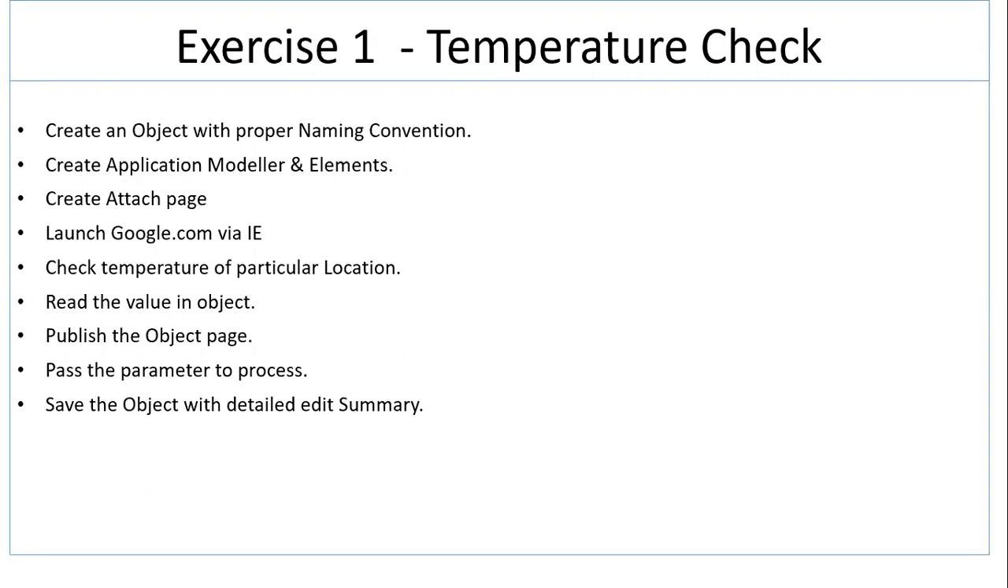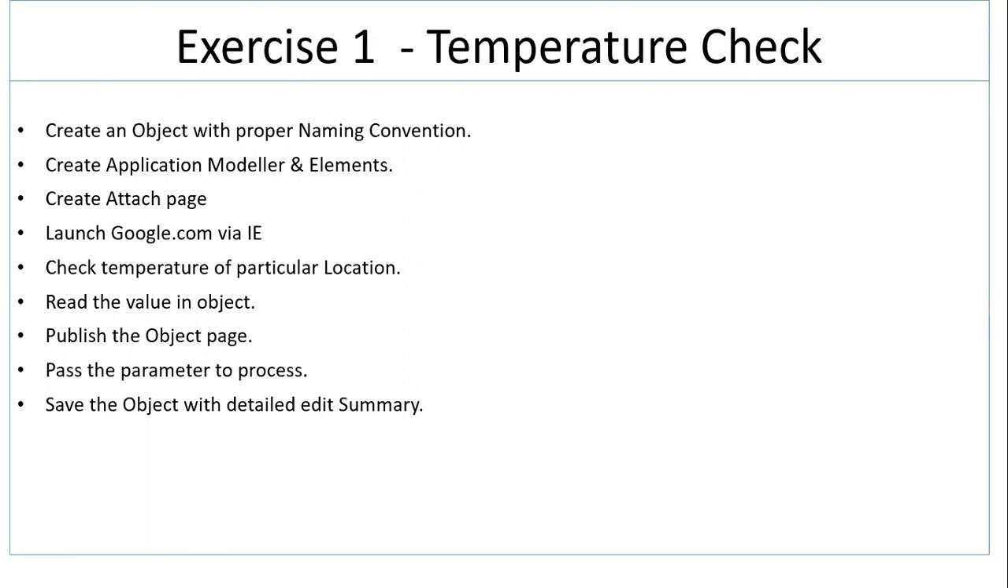So it is going to cover most of the higher level conditions or higher level logics which we have discussed till now in Object Studio and Process Studio. I'm going to give you a quick recap of what is going to get covered with this first exercise. You will be able to create an object with proper naming convention, create an application modeler with proper naming convention in the elements, and use attach.